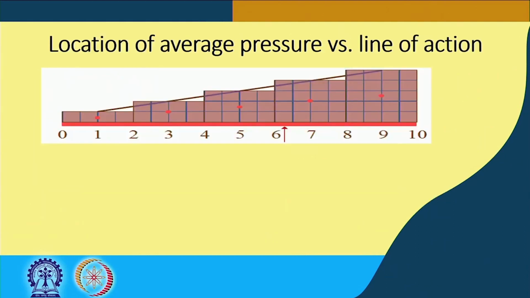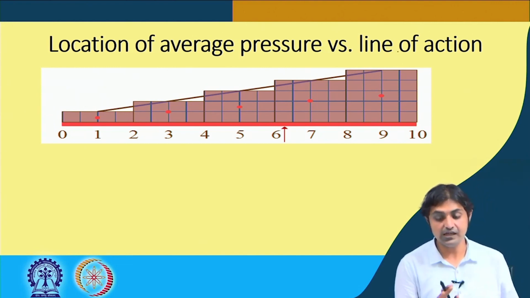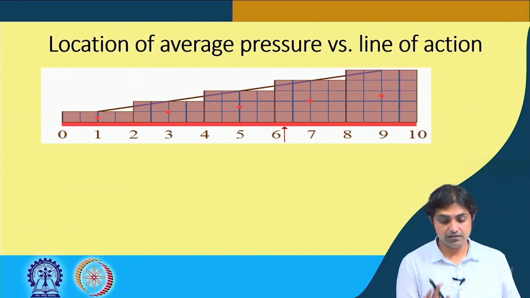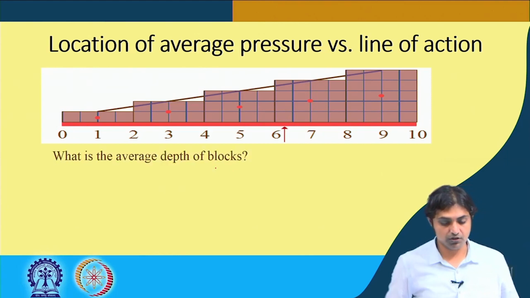So this is probably the last part of this lecture. I would want each and every one of you to try this very basic question which I have taken from an English author: location of average pressure versus line of action. We will see in practice how moments and those things are calculated with the help of these blocks. This is quite easy to understand. My question is, what is the average depth of the blocks?